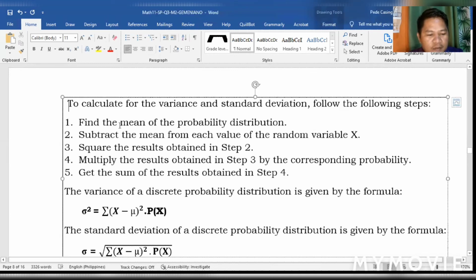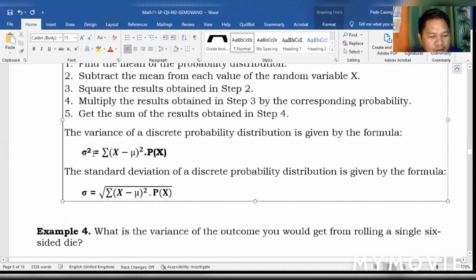Step 1, find the mean of the probability distribution. Second, subtract the mean from each value of the random variable x. Step 3, square the results obtained in step 2. Step 4, multiply the results obtained in step 3 by the corresponding probability. And step 5, get the sum of the results obtained in step 4.